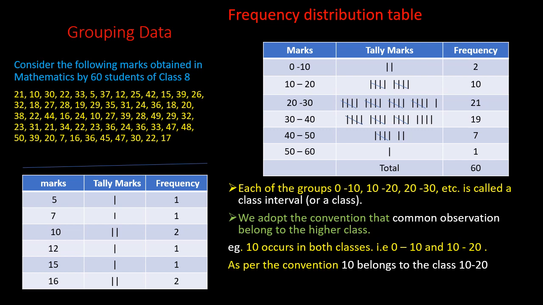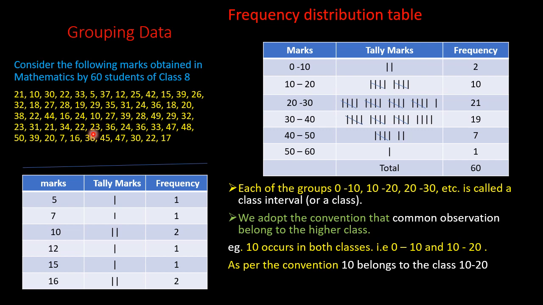Children, in the last video I explained the frequency distribution table, taking the example of 22 students and their favorite subject. Today let us learn about grouping of data. Here I have given the mathematics marks scored by 60 students of class 8 in a test out of 50 marks.